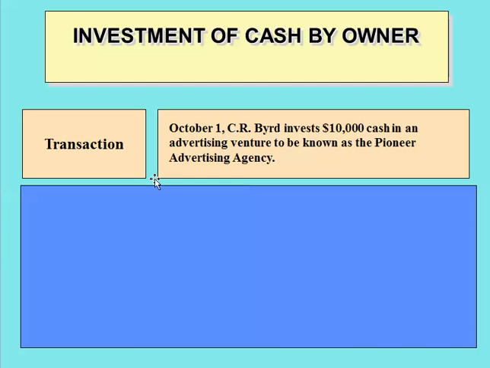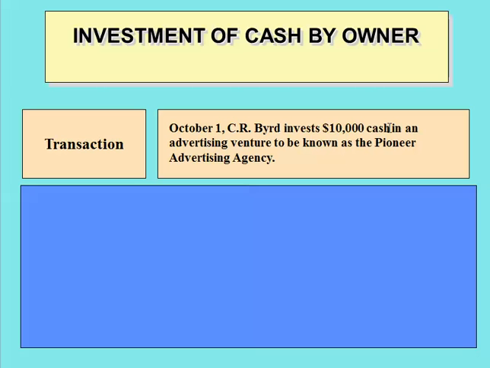So here's a transaction. On October 1st, C.R. Bird invests $10,000 cash in an advertising venture to be known as Pioneer Advertising Agency. Remember, all transactions need at least two parts to it, so we need to analyze here. So the owner has invested $10,000 cash. So that means our business is going to be receiving $10,000 in cash. What kind of account is cash? It's an asset. How would we increase an asset? We would increase it with a debit. So we're going to debit cash for $10,000.